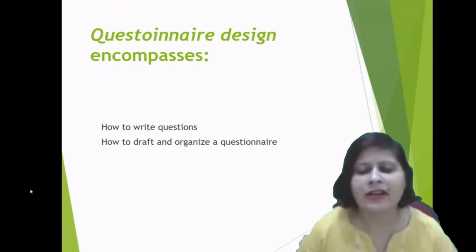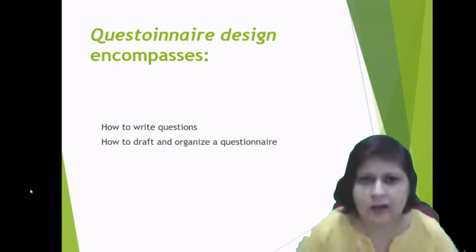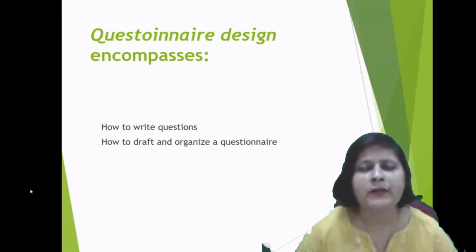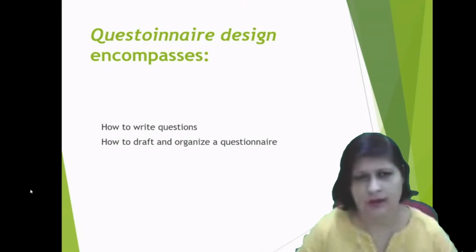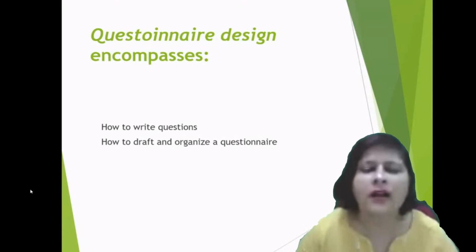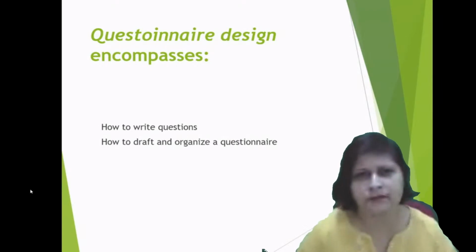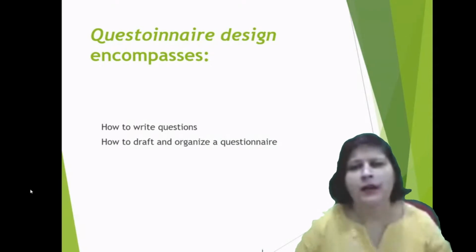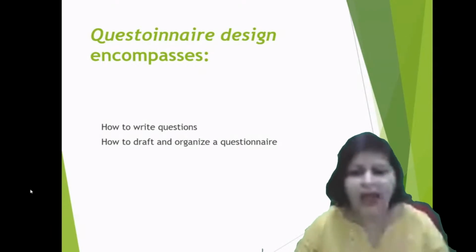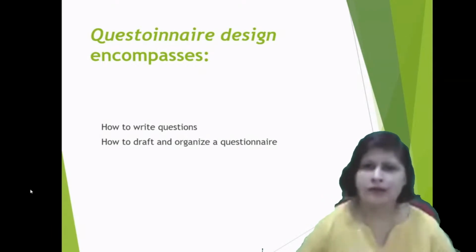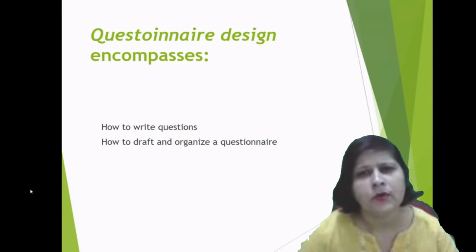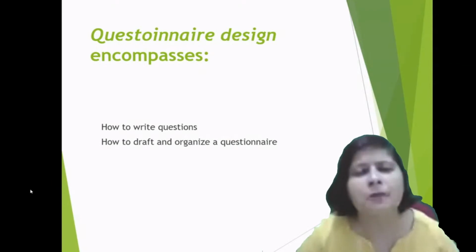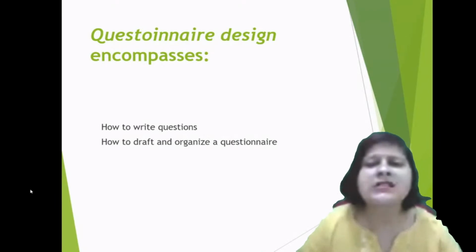Next is how to draft and organize a questionnaire. Again, it is a very important aspect, the organization of the questionnaire. After writing the questions, it is very important to put them in a proper sequence. Sequence matters. It should cover all the variables which you want to tap. Variables under study should be tapped in a questionnaire. The questions should be put in a neutral form, and then organized according to the priorities. There should be a proper sequencing of questions.